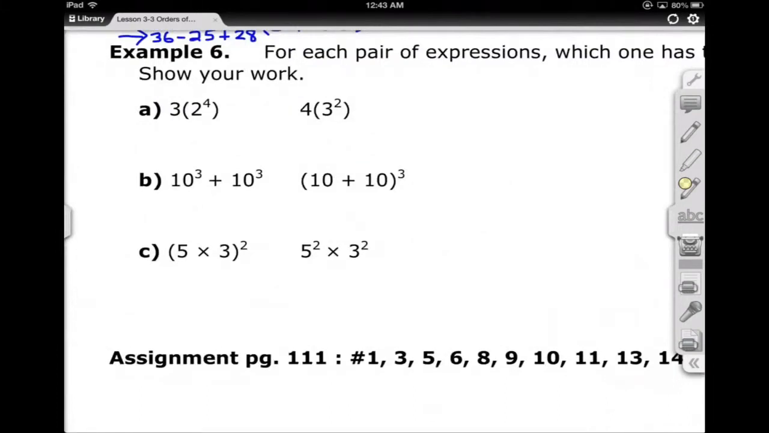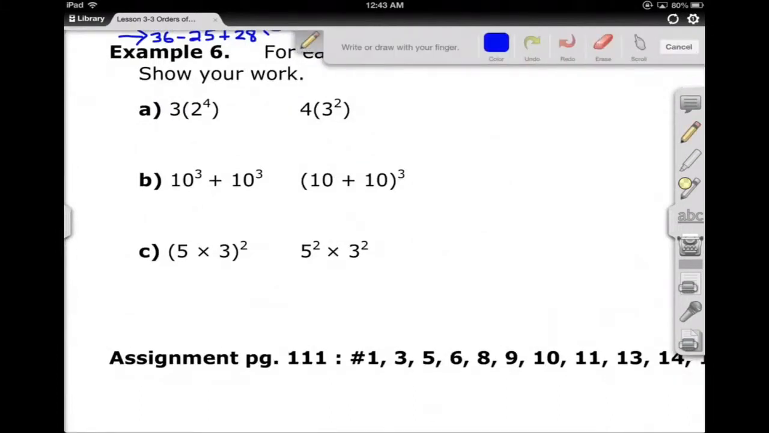Example number 6. Two to the fourth power, 2 times 2 is 4, times 2 is 8, times 2 is 16. That's what that should come out to. This should be 4 multiplied by 3 times 3 is 9. There you go. 10 to the third plus 10 to the third, don't be fooled.